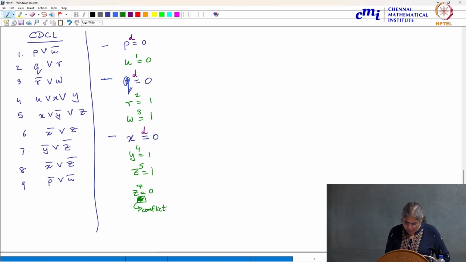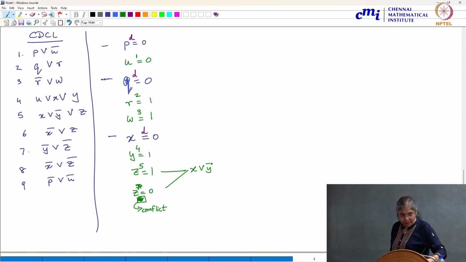This conflict came about because there was this clause 7 and clause 5. So let's look at clause 7 and clause 5. Clause 7 is saying that at least one of Y and Z should be false. Clause 5 is saying either Y is false or one of X or Z is true. If I combine these two together and you stare at it a bit, you can convince yourself that in fact this clause must be true.